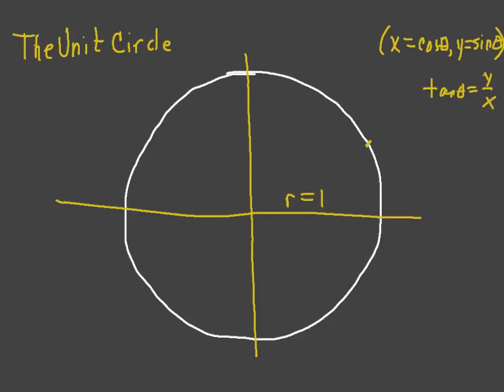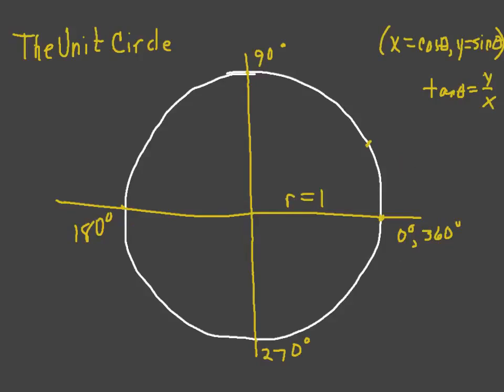Now, a quadrantal angle is just where we've landed between quadrants. So that would be 0 degrees, or if we make one whole loop around, 360, 90 degrees, 180 degrees, and 270 degrees. Now, if we go in the positive direction, that's positive 90. If we go in the negative direction, 270 is the same as negative 90.